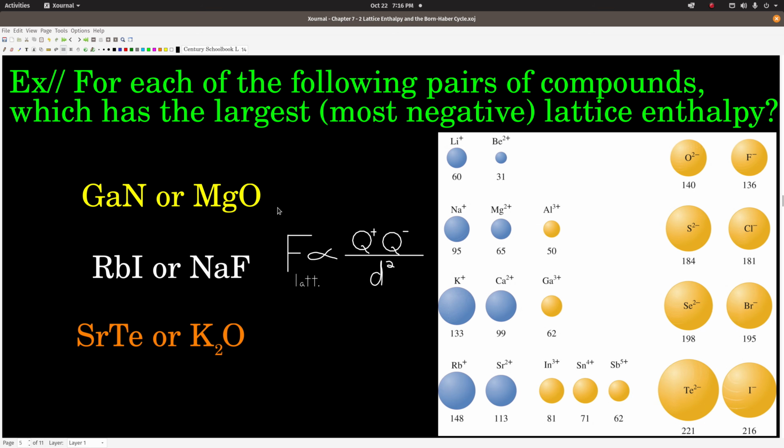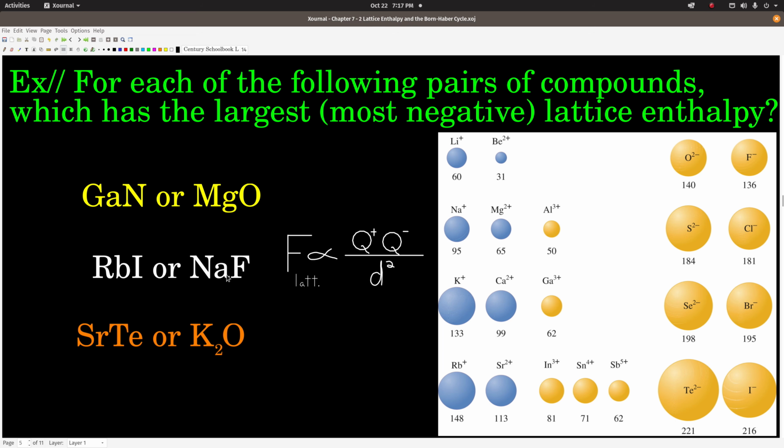So between these two, the distance between gallium nitride and magnesium oxide is roughly the same. Magnesium 65, these are picometers. Oxide is 140, so it's about 205. Gallium 62, nitride is going to be a little bit larger than 140, but it's going to be about the same, about 200 something. So that's not the factor, it's the charge. So 3 beats 2, or negative 3 times positive 3 is negative 9, beats negative 2 times positive 2, which is negative 4. So gallium nitride, between these two, would have the largest, most negative lattice enthalpy.